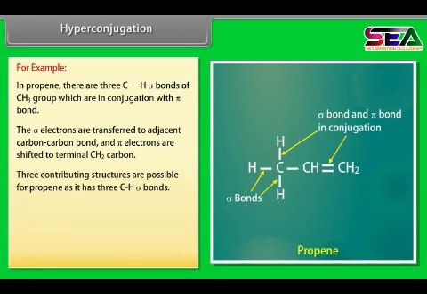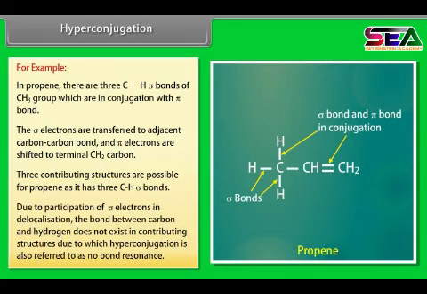Three contributing structures are possible for propene as it has three C-H sigma bonds. Due to participation of sigma electrons in delocalization, the bond between carbon and hydrogen does not exist in the contributing structures, due to which hyperconjugation is also referred to as no-bond resonance.